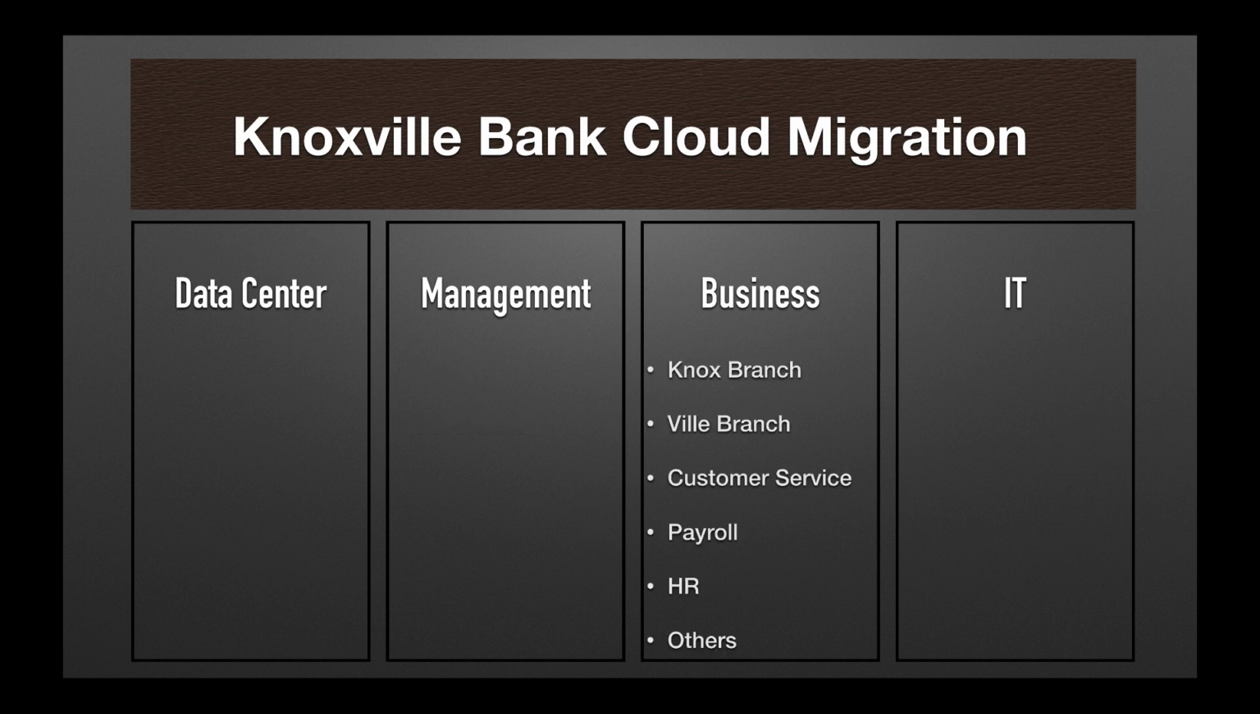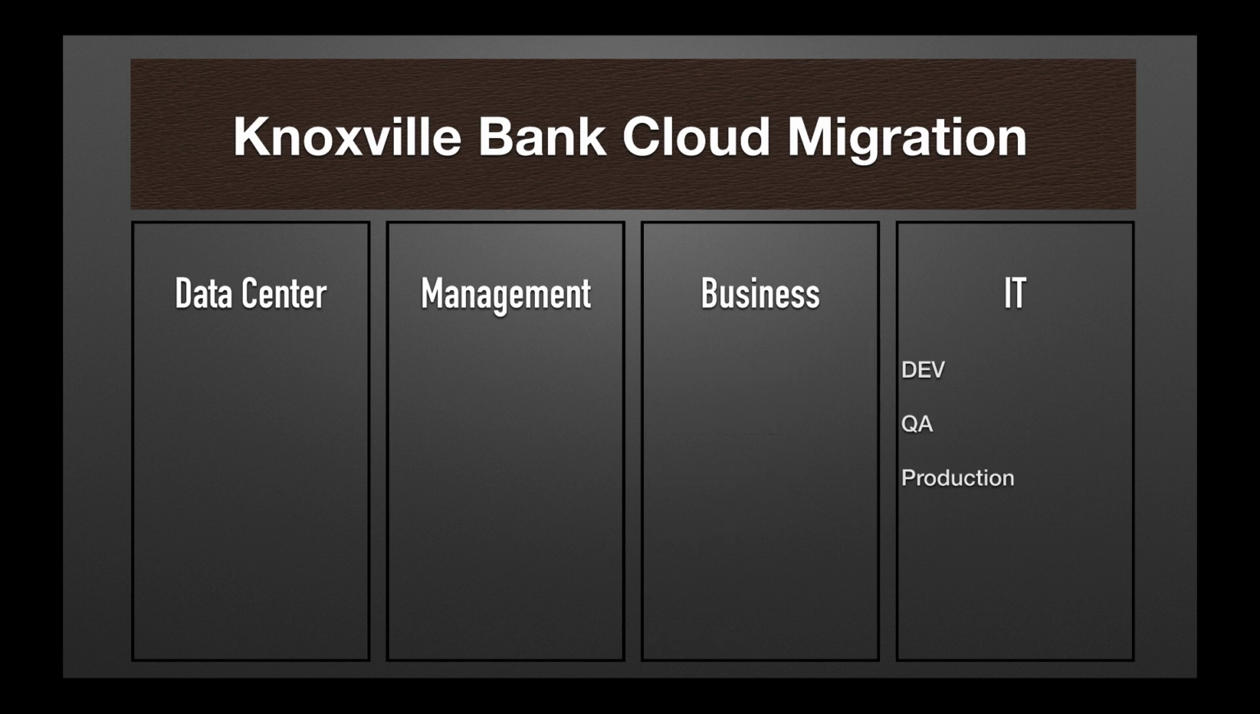So under the business, there are 6 different departments, and what I'm going to do is divide them into 2 buckets. The 2 large buckets will be the Knox Bank branch, the Villa branch, and customer service. These serve the external customers, while payroll, HR, and others are basically the internal business teams. And now, last but not least, the information technology guys, and they need a place to put their stuff. So they want dev, QA, and production buckets.